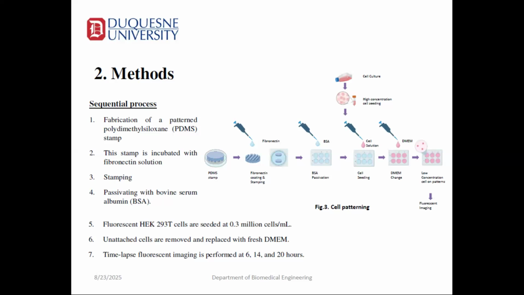Following patterning, HEK293T cells are seeded at a concentration of 0.3 million cells per ml. After a 20-minute initial attachment period inside an incubator, unattached cells are removed and replaced with fresh DMEM and incubated further. Time-lapse fluorescent imaging is performed at 6, 14, and 20 hours, and the results are quantified.